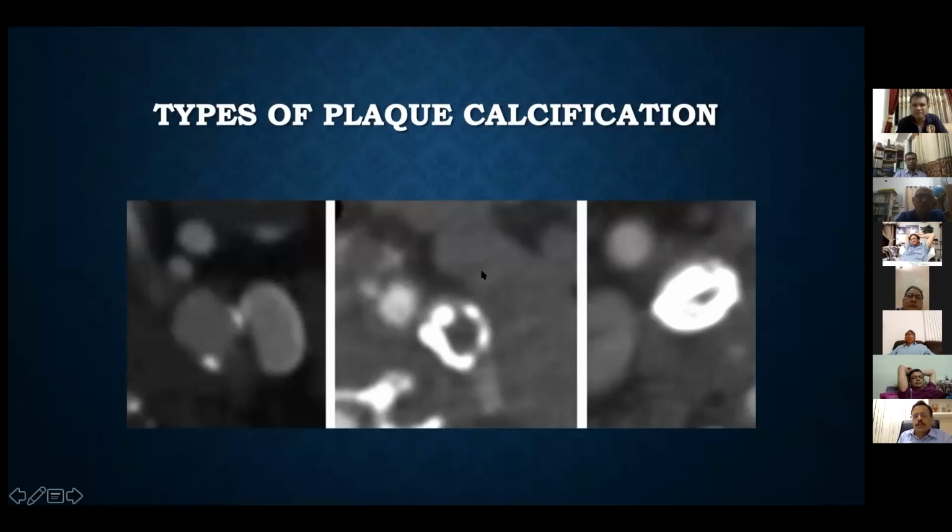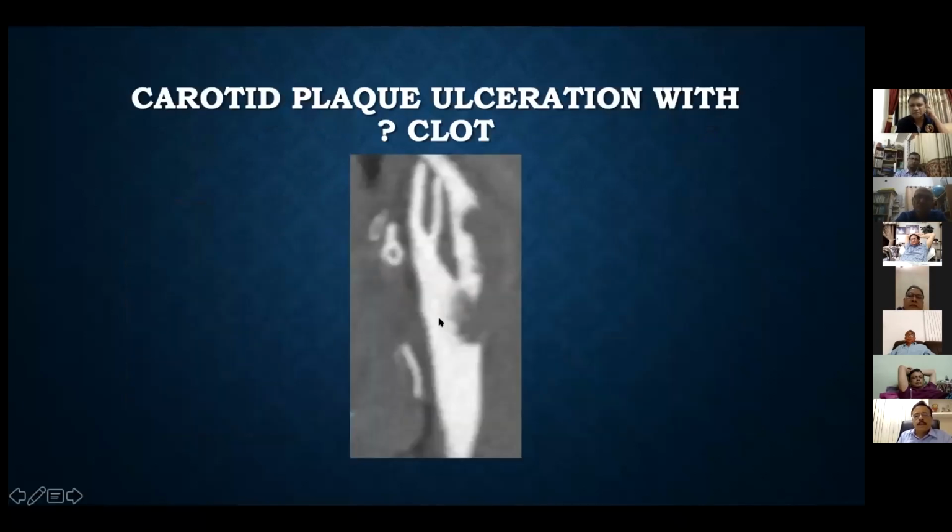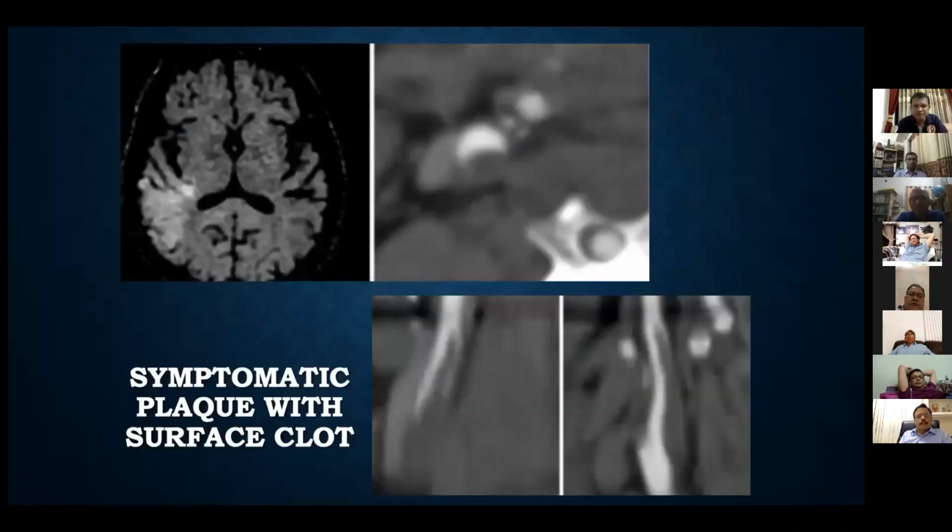Sometimes you're going to have very irregular plaques like this, and you should always suspect whether there is a floating clot, because again, if this patient goes for intervention, there's a chance of embolism. Sometimes you can definitely diagnose this floating clot, like in this patient with infarction here, and what you can see on CT angiogram, clearly there is a floating clot. This is the plaque, and there is a floating clot here.